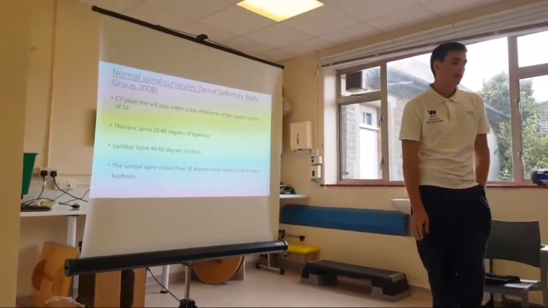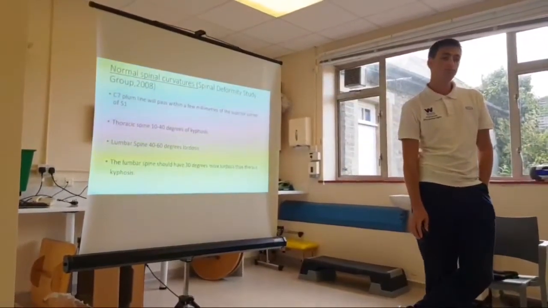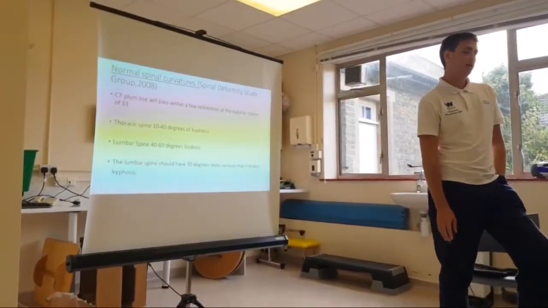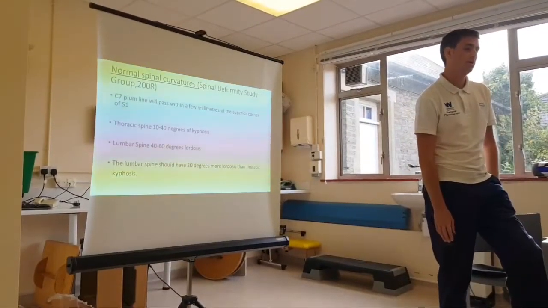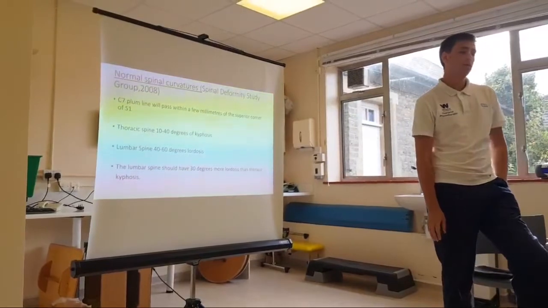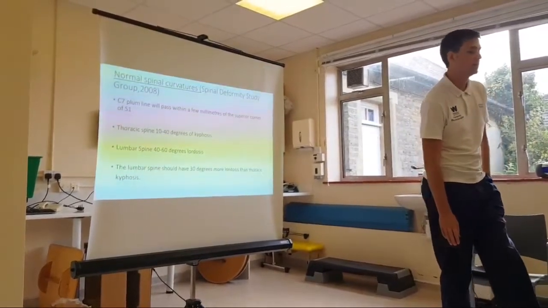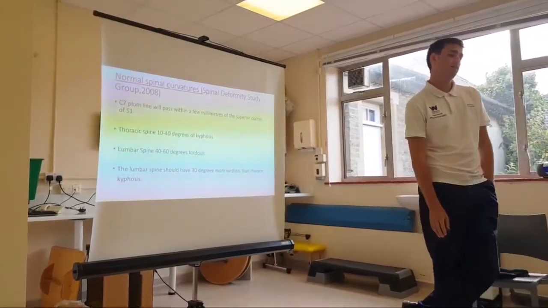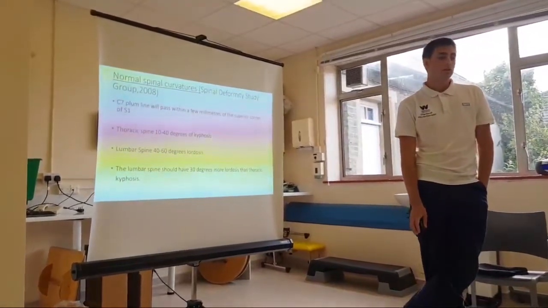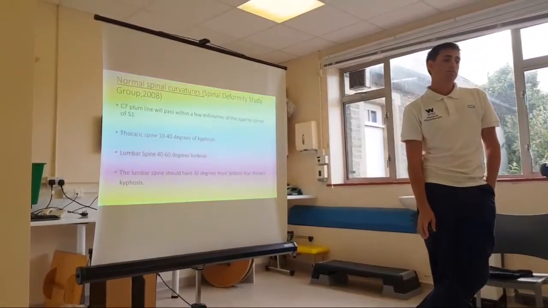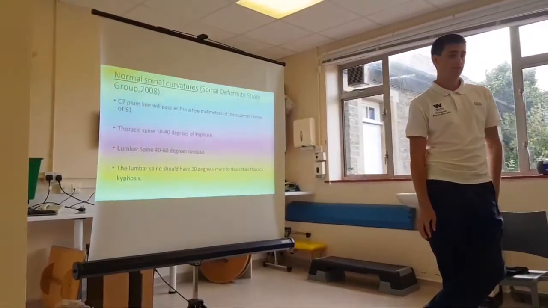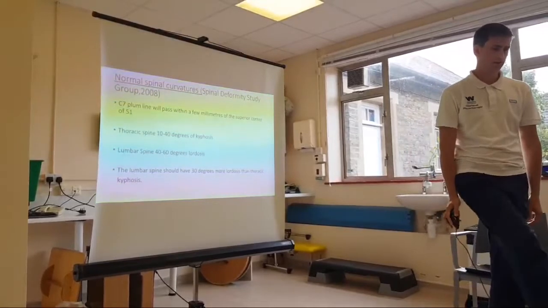So what's a normal spinal curvature? If you take a plumb line from C7, it should pass within a few millimeters of the superior corner of S1. The thoracic curve should have about 10 to 40 degrees of kyphosis. The lumbar spine should have 4 to 6 degrees of lordosis. And the lumbar spine should generally have 30 degrees more lordosis than thoracic kyphosis.